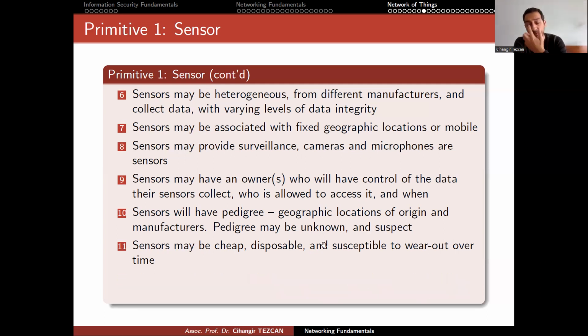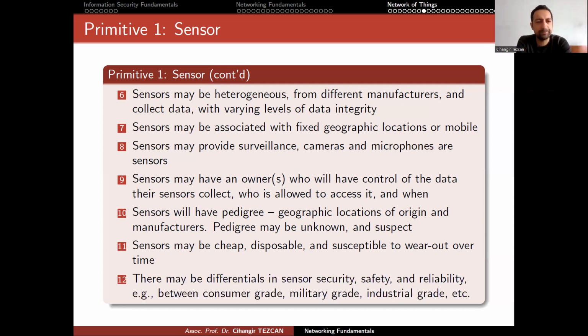Since we are building them in a very cheap way, it should be easy to dispose of them and replace them with a new one. There may be differentials in sensor security, safety, and reliability, for example, between consumer grade, military grade, and industrial grade, etc. Not many people know it, but there's a huge difference between consumer grade and industrial grade. When we buy a device, for example, even a router, you think that this is what people also use in industry, but actually it is not.